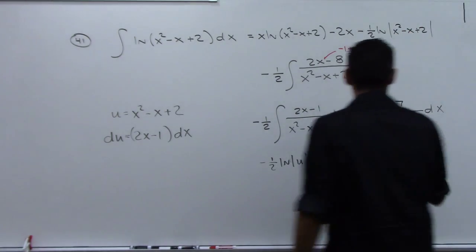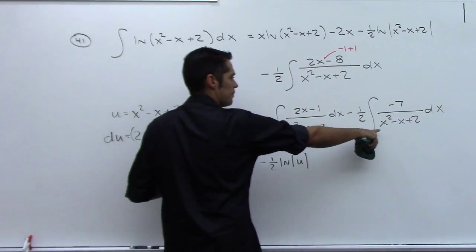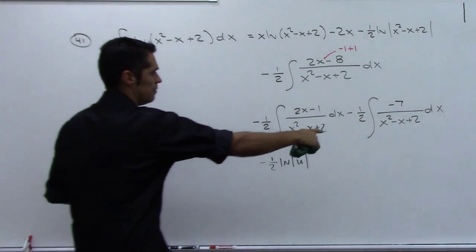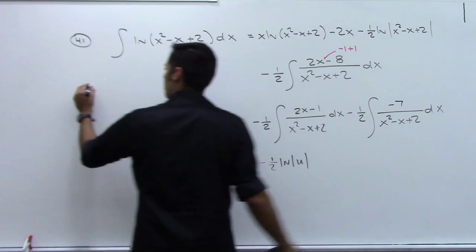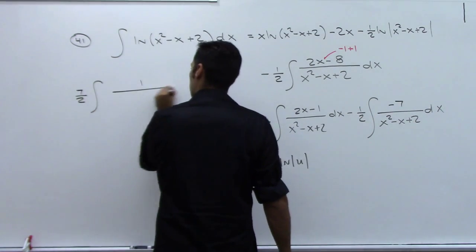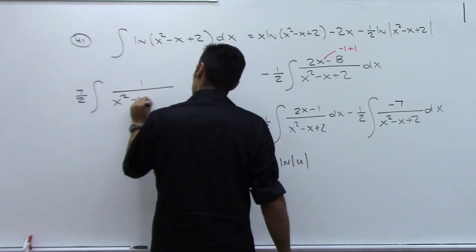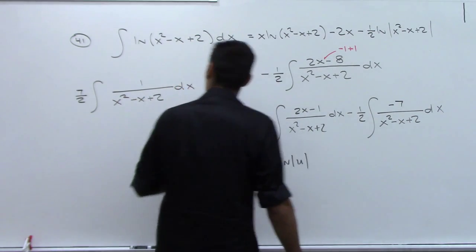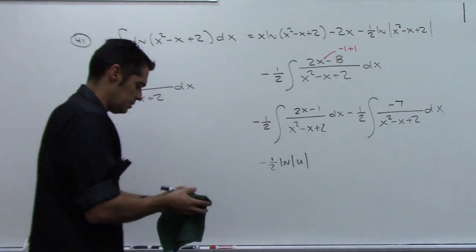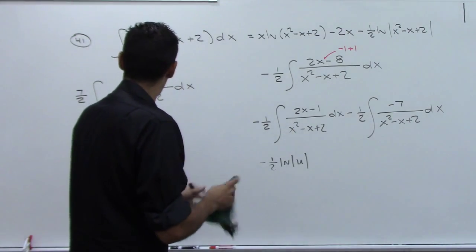And now I still have more. I still need to figure out what that one is, so I'll do that right here. I'll pull the negative 7 out. It's going to be 7/2 integral of 1 over x squared minus x plus 2 dx. I'm going to complete the square on this one. Ooh, we get to use fractions. All right, I'm going to complete the square there.